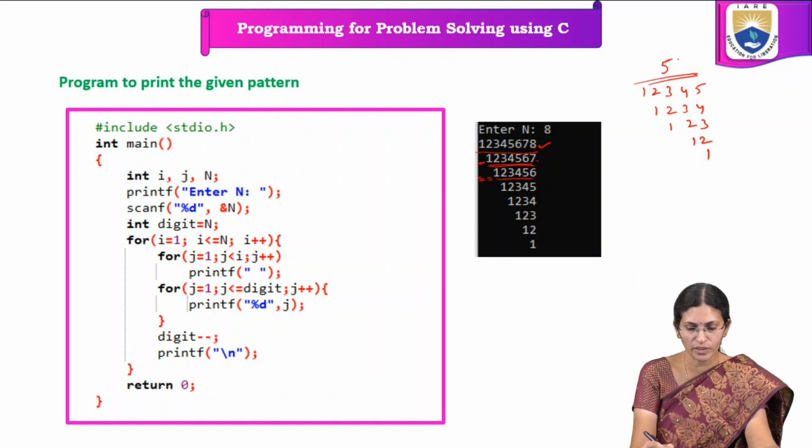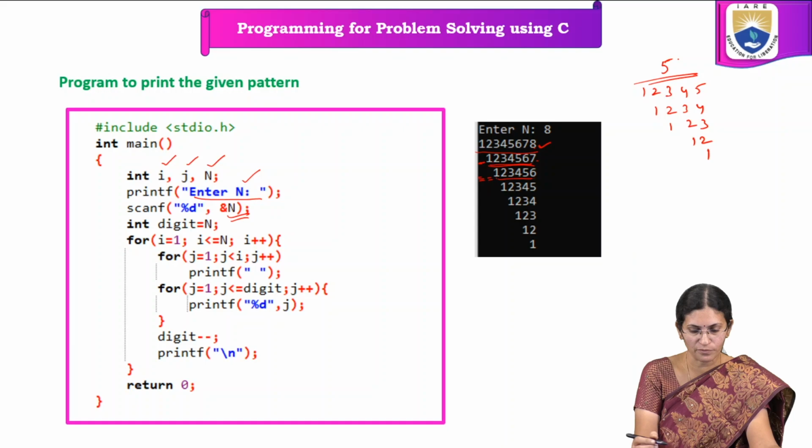Now let us see how we can write the program. So i and j are 2 looping variables. N specifies the number of rows. So enter the value of n: this value is read into the variable capital N with the help of the scanf function.